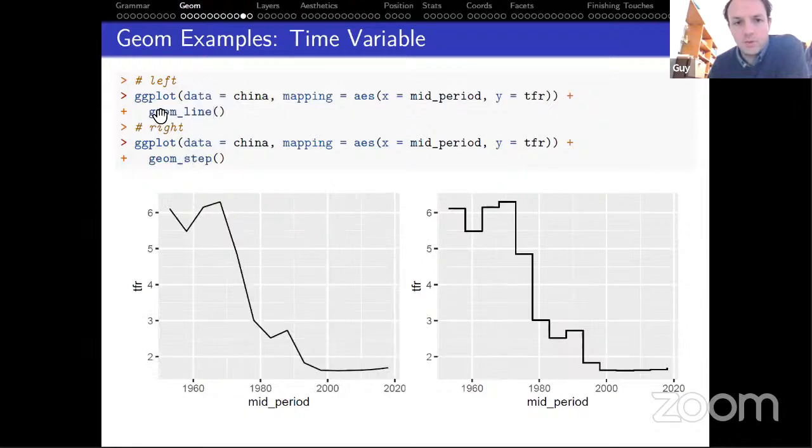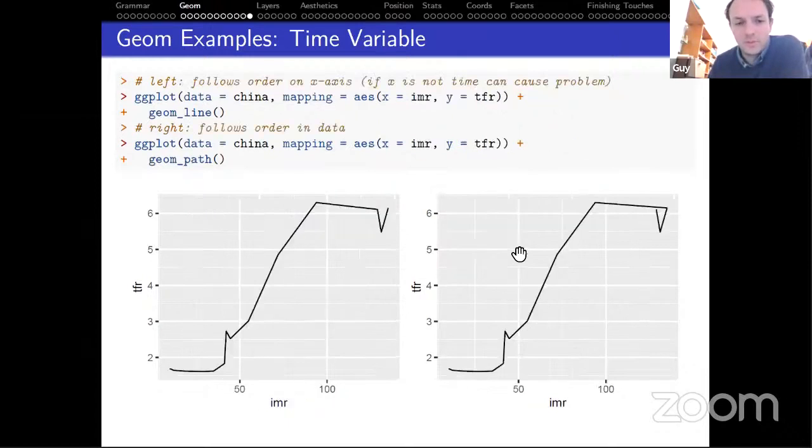And then two more examples. This one's using geom line, so just connecting the points over time. This is using geom step, using these steps to move between the points.